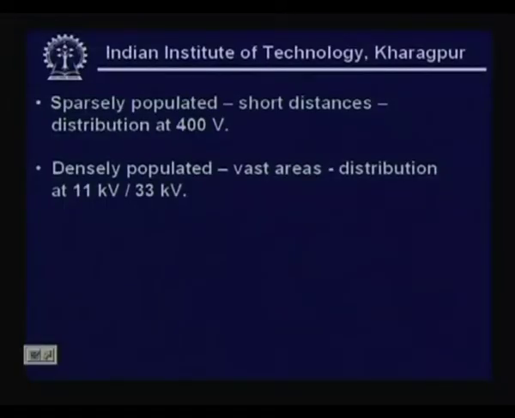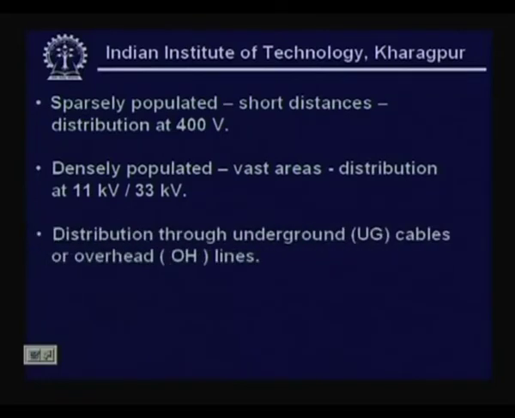That is what has to be kept in mind. And on the other hand, I did mention the distribution levels could be anywhere from 11, 33 and 66. As said, in densely populated or vast areas, distribution is at 11 or 33 kV.